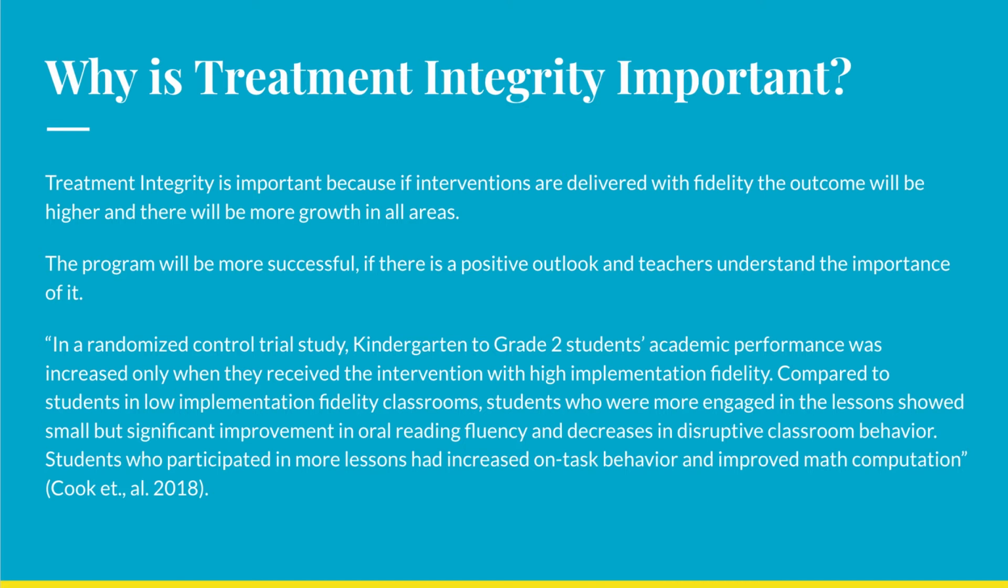In a randomized controlled trial study, kindergarten to second grade students' academic performance was increased only when they received an intervention with high implementation fidelity compared to students in low implementation fidelity classrooms. Students who were more engaged in the lessons showed small but significant improvement in oral reading fluency and decreases in disruptive classroom behavior. Students who participated in more lessons had an increase in on-task behavior and improved math computation.